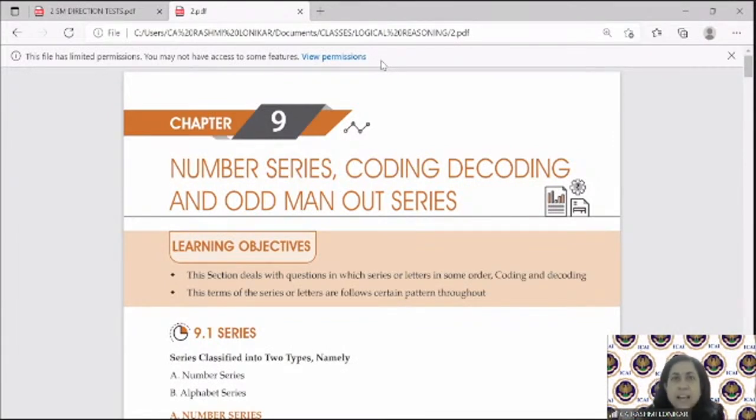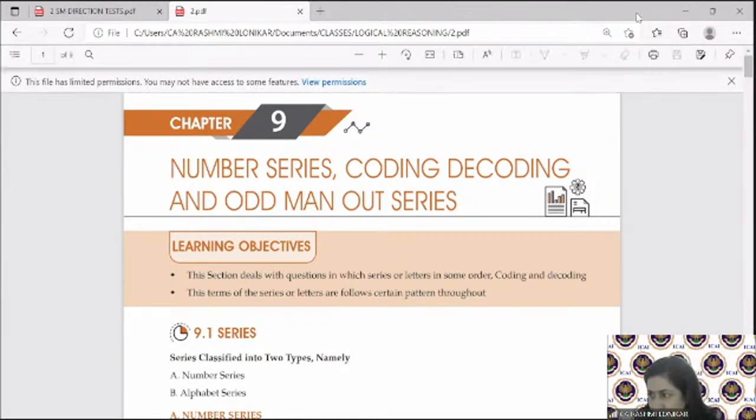So let us dive into what is given in our study material, and then we are going to solve exercise 9A as much as possible. We would like to cover each and everything.